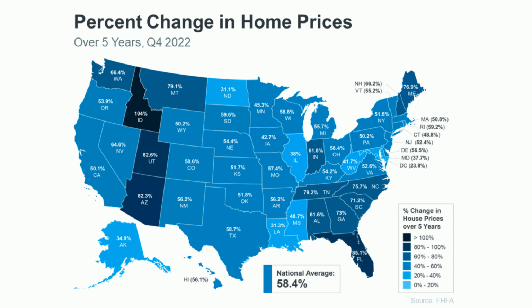Now, this is a national number, but we can see by state what the average change in home price appreciation was over the last 5 years using the map from the Federal Housing Finance Agency, or FHFA. Imagine if you had purchased 5 years ago. What would that look like? Let's do another home equity example.